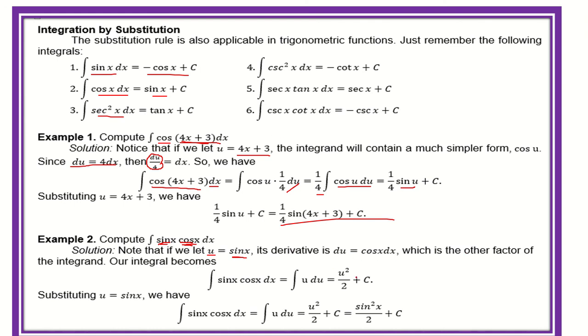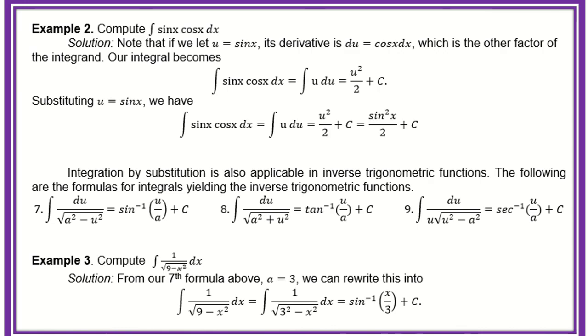Which is the factor of the integrand. So, cosine x dx is our du. So, we have u du. Kaya ang u natin is sine x. So, that is the integral of u du. That is u squared over 2 kasi 1 yan siya. Plus c. And then, you've got sine squared x over 2 plus c. Okay. Ang u natin ay sine x.